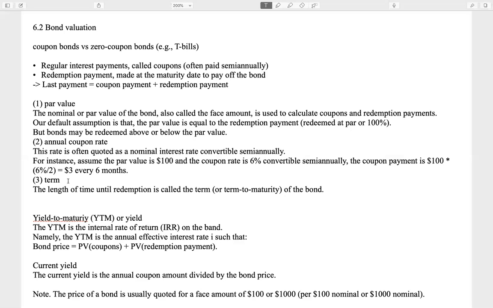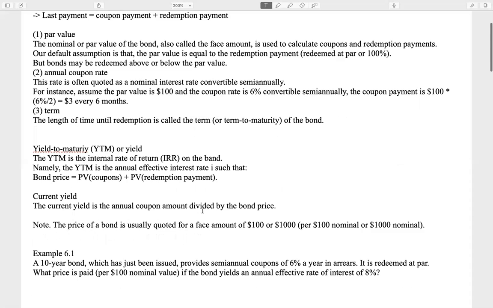The last feature is term. So how long is the bond, right? So the length of time. The final time, we usually call it maturity. So let's say I issue a bond with a 10 years term. So 10 years would be the term, right? And depending on the frequency, if it's paid annually, then there will be 10 payments. If it's paid semi-annually, there will be 20 payments, right? So it's very easy to figure out.